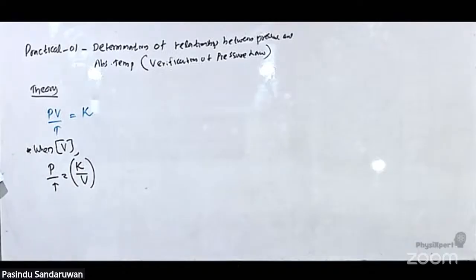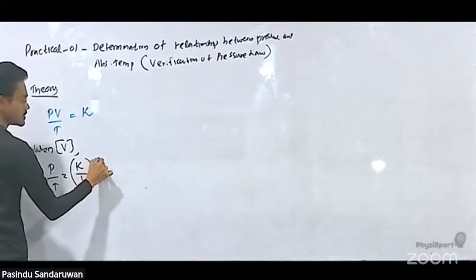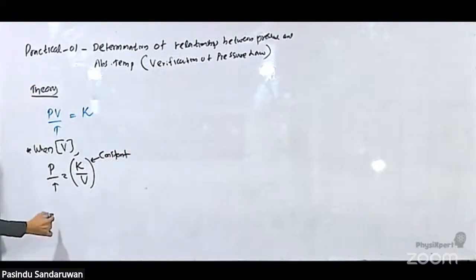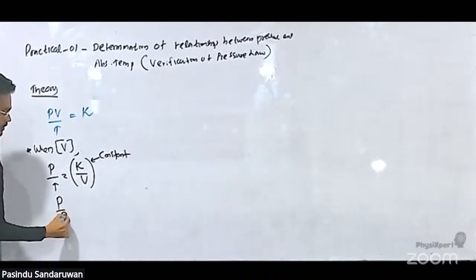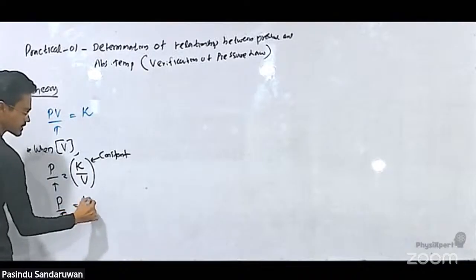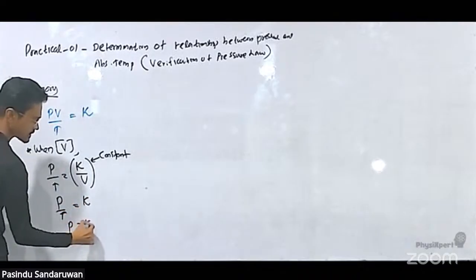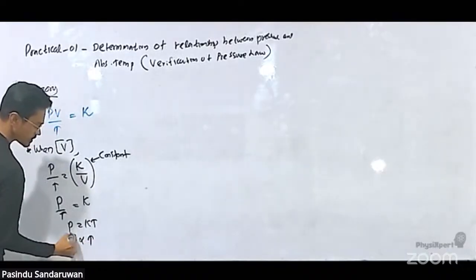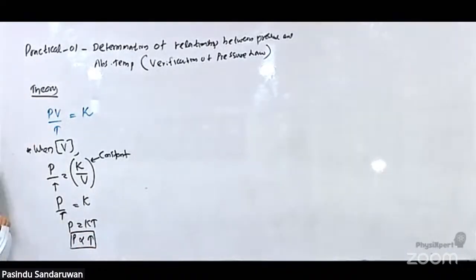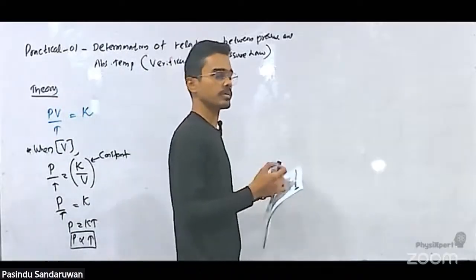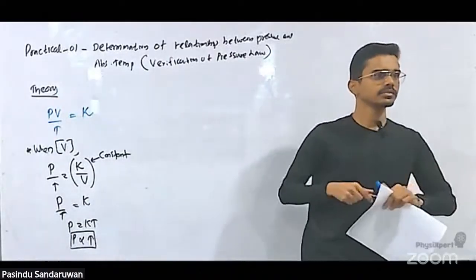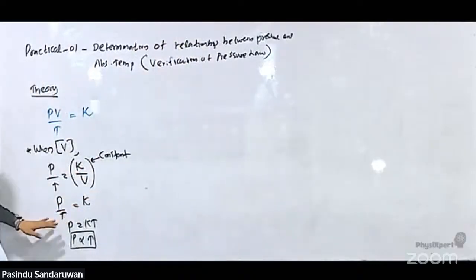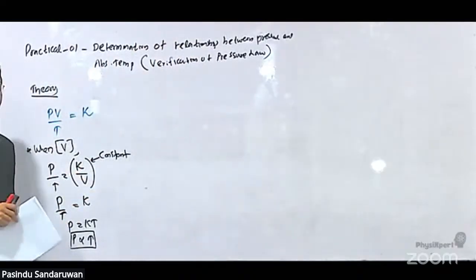If volume is also constant, this whole thing is constant, which means P over T is a constant. Then P equals KT, which means P is proportional to T. That is the pressure law. Now we will verify it.